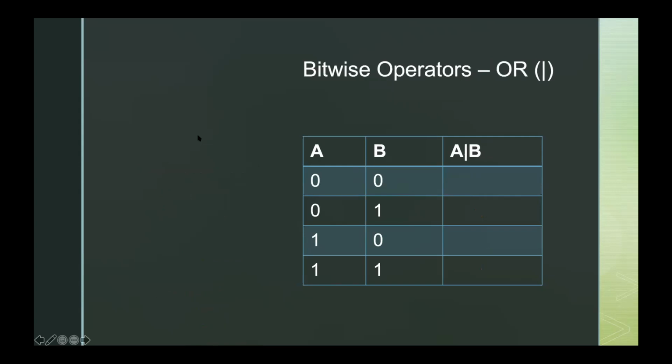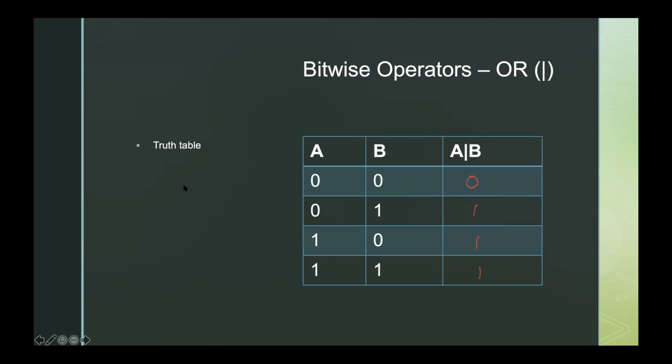So the next is the bitwise OR operator. It works similar to the AND operator, that is, working on two binary numbers with the same number of bits and comparing the corresponding bits, except in this case, the output of the OR operation between two bits will be 1 if either of the bits is set to 1. If both the bits are 0, the answer will be 0. So if we fill out this truth table, 0 or 0 will give us 0, 0 or 1 will give us 1, 1 or 0 will give us 1, and 1 or 1 will give us 1.